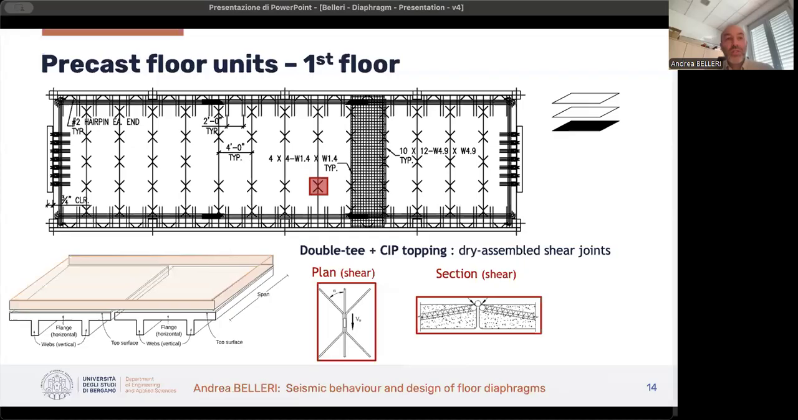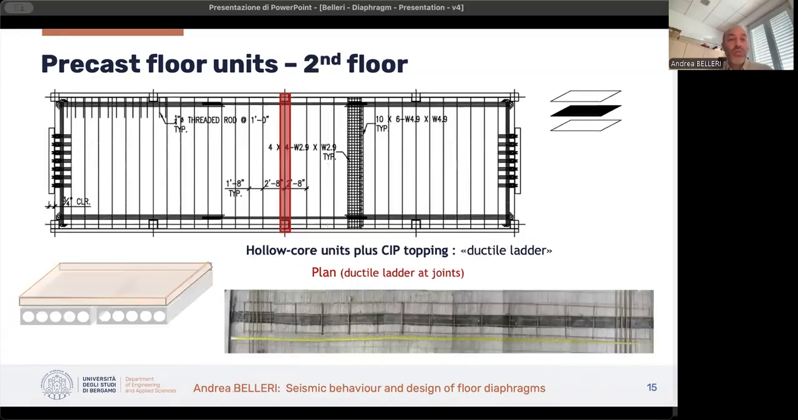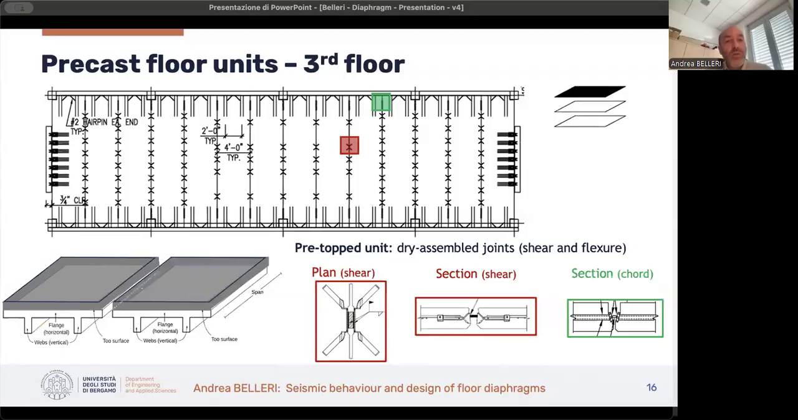So the first floor was made by traditional double T units plus cast-in place topping with the addition of dry assembled shear joints. The second floor unit was made by hollow core units plus cast-in place topping with the addition of ductile reinforcement across the shear joints between the different units. The third floor was completely pre-topped unit with dry assembled joints both for the shear action and the flexure.